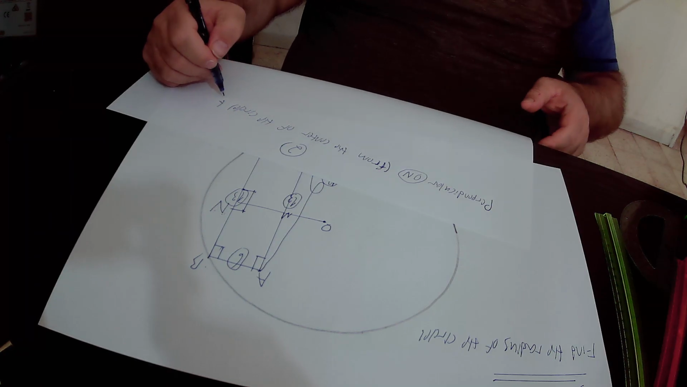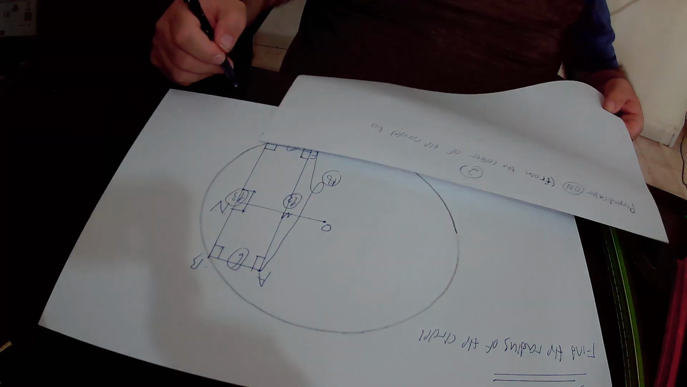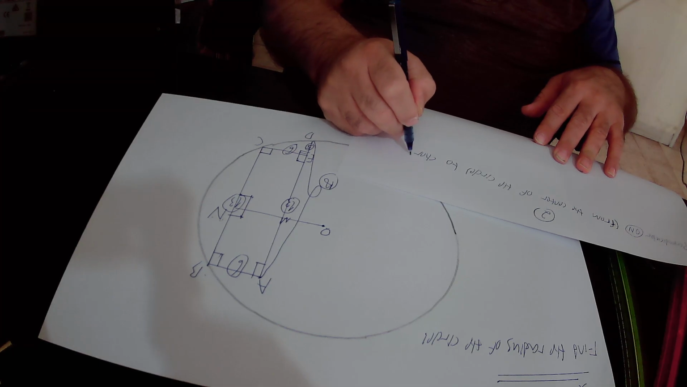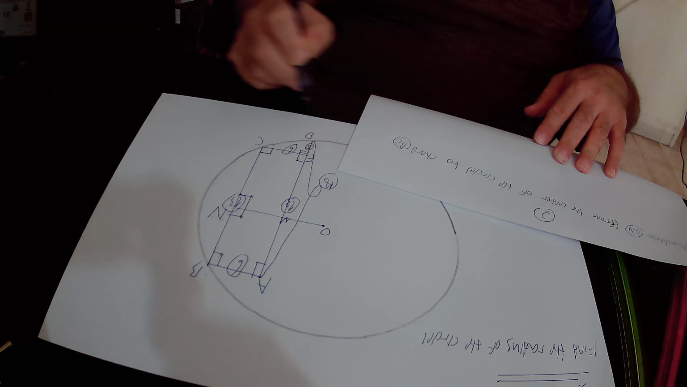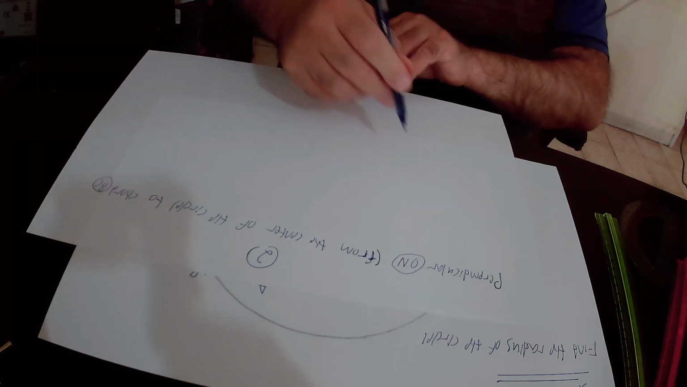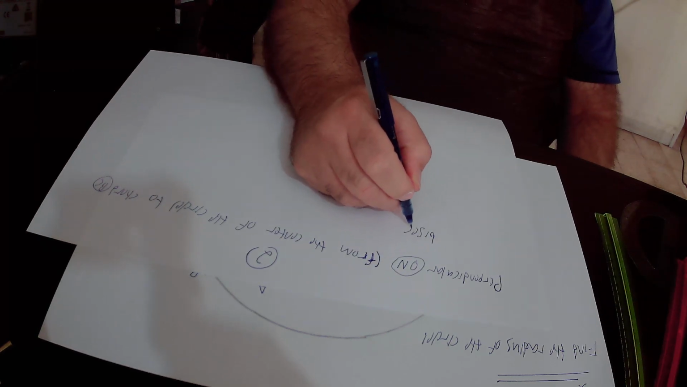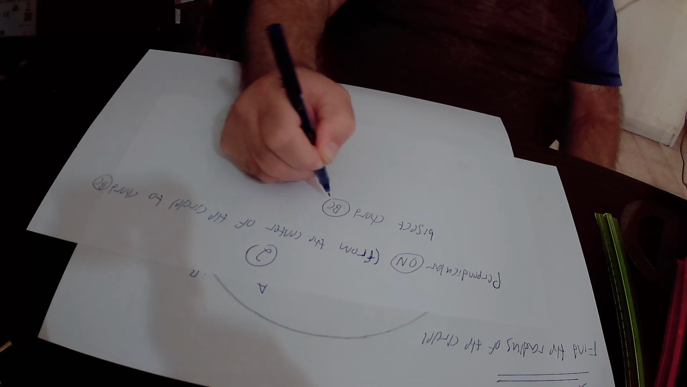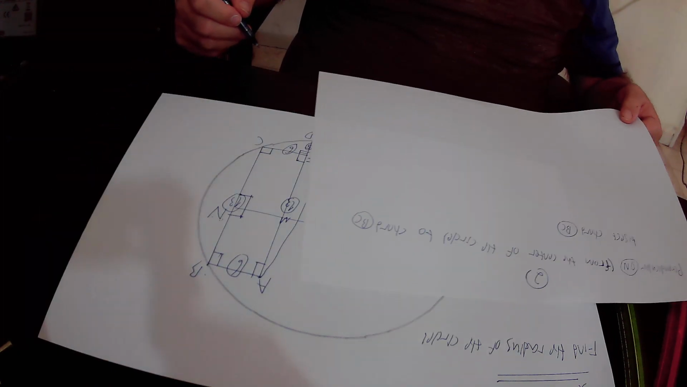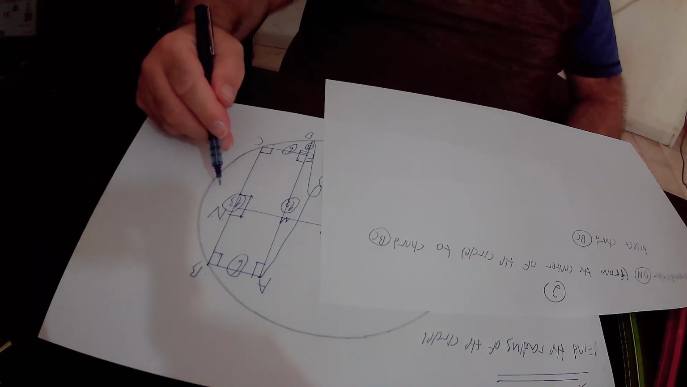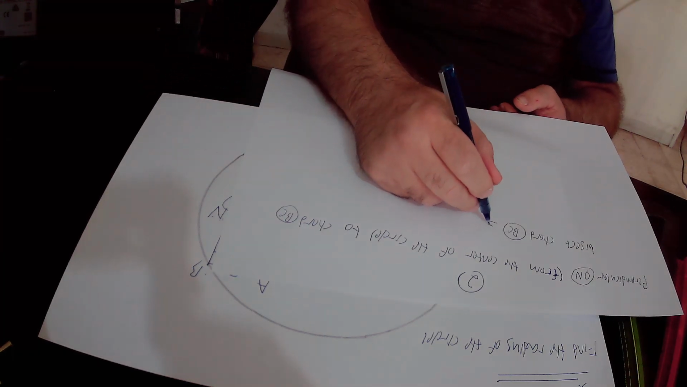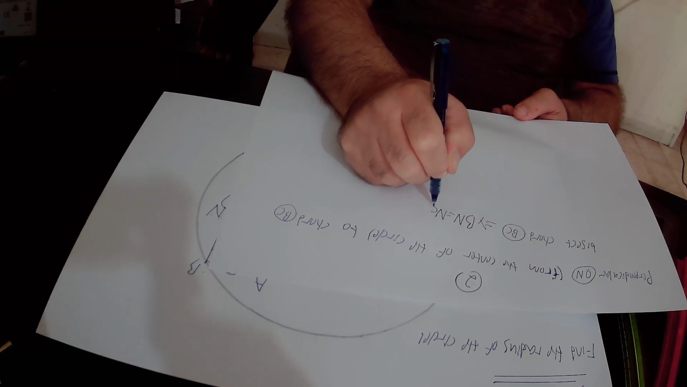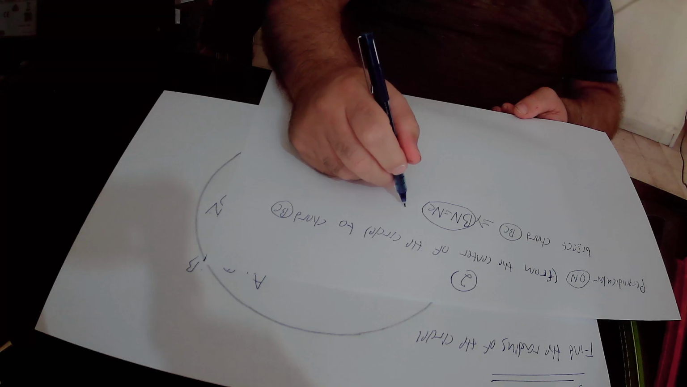So the perpendicular ON to chord BC bisects chord BC according to rule number 2, that is to say BN equals NC. According to the new rule number 2.